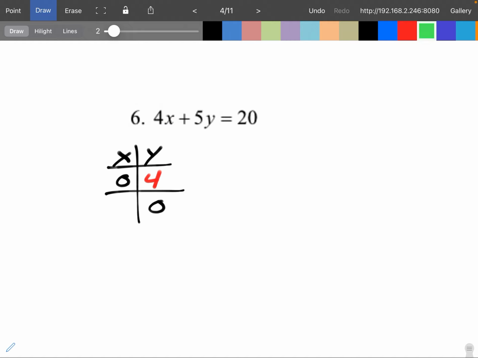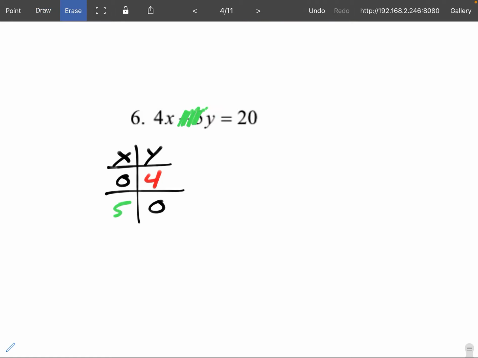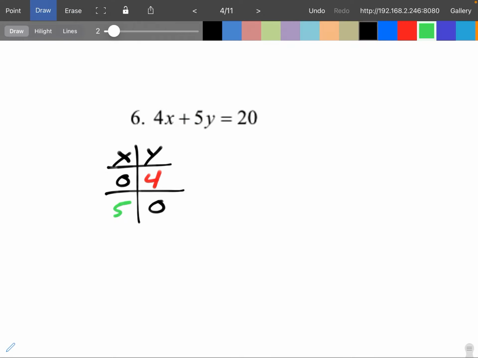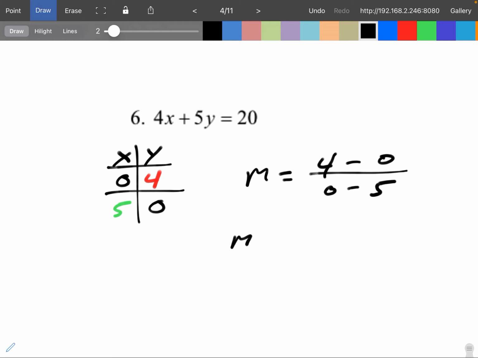We're going to find our x-intercept and our y-intercept. We plug in 0 for x. We put 0 in right there. What's 4 times 0? That means that's gone. That's 0. Divide both sides by 5. We get y equals 4. Then we're going to plug in 0 for y. So we're going to put a 0 in right there. What's 5 times 0? So then that's gone. That's 0. Divide both sides by 4. We get what? 5.